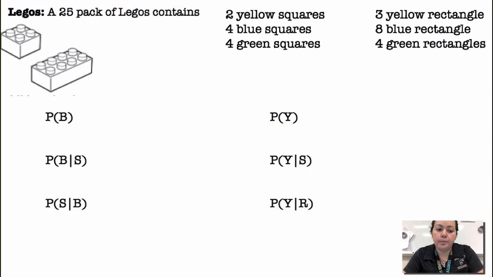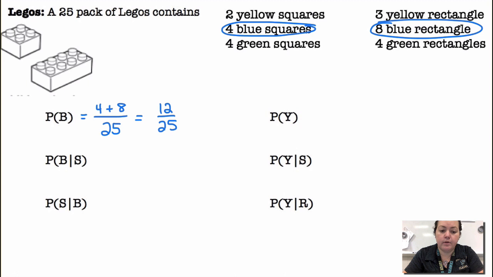All right, so Legos. A 25 pack of Legos contains 2 yellow squares, 4 blue squares, 4 green squares, 3 yellow squares, 8 blue rectangles, 3 yellow rectangles, 8 blue rectangles, and 4 green rectangles. What is the probability of getting a blue? Well, I have 4 blue squares and 8 blue rectangles, and I have 25 Legos, so 4 plus 8 divided by 25 gives me 12 out of 25, which I could change to a decimal, which is 0.48.